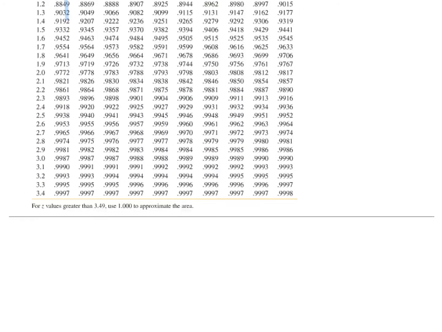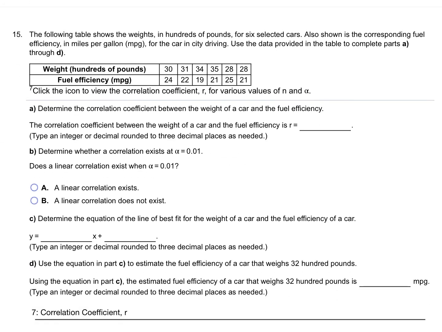All right, the final one, number 15. The following table shows the weights in hundreds of pounds for 6 selected cars. Also shown is the corresponding fuel efficiency in miles per gallon for the car in city driving. Use the data provided in the table to complete parts A through D. All right, so let's see what we've got here. Determine the correlation coefficient between the weight of the car and the fuel efficiency. Okay, so we're going to be determining a correlation coefficient. We're going to be finding the line of best fit.